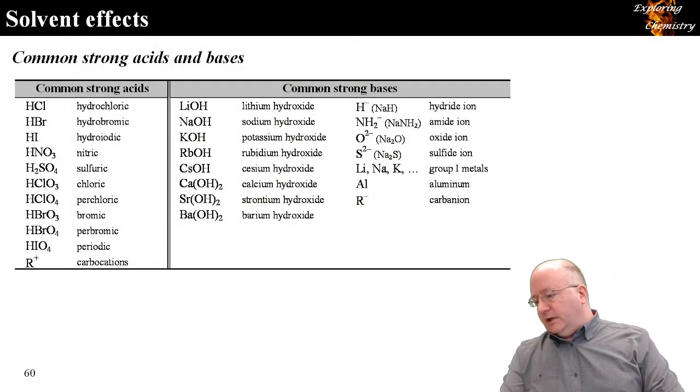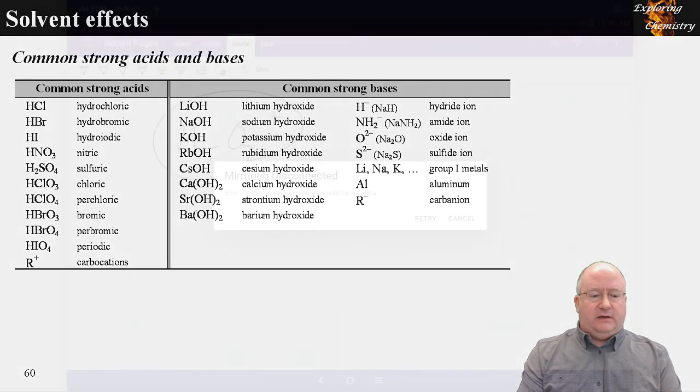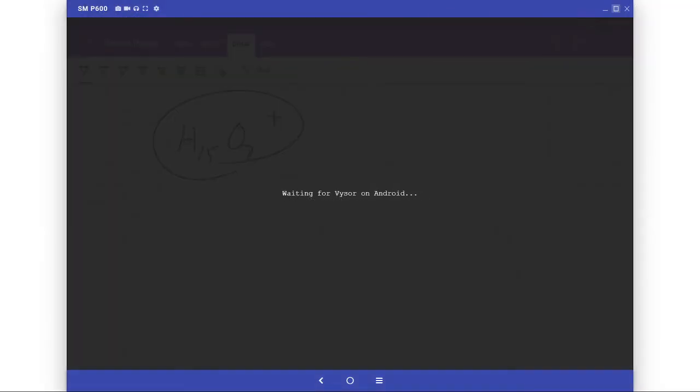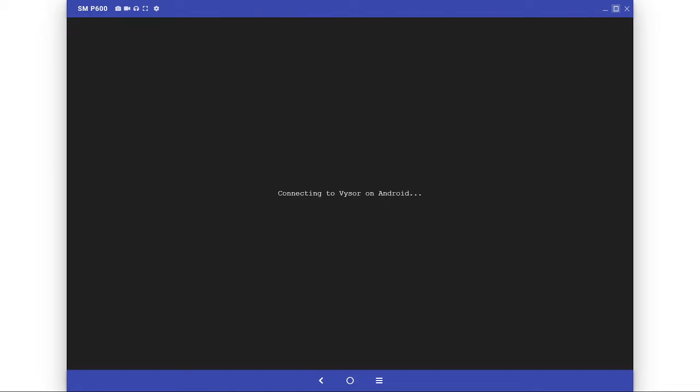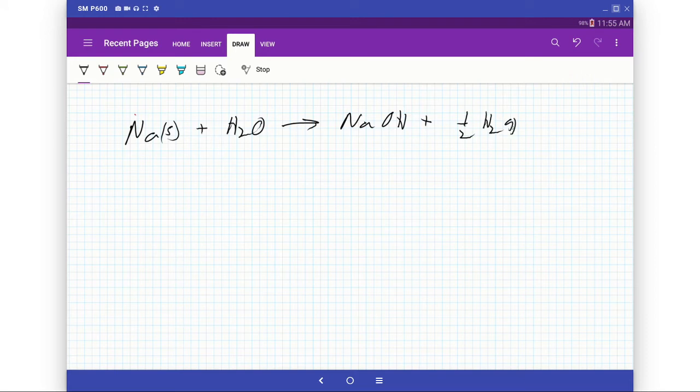And that is the reaction of sodium metal with water. What is actually happening in terms of chemistry? You have the sodium, which is a solid, reacting with the water to produce sodium hydroxide, plus 1/2 hydrogen as a gas. And of course, we know that sodium hydroxide is a strong base, which is giving us the pink color.